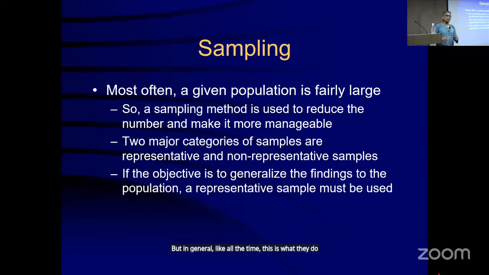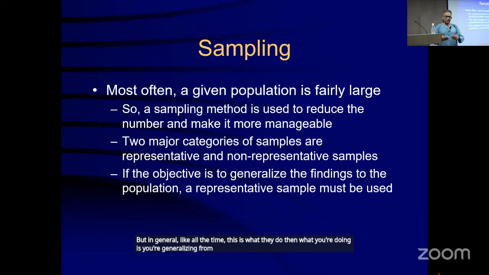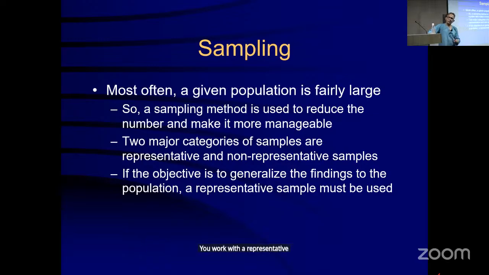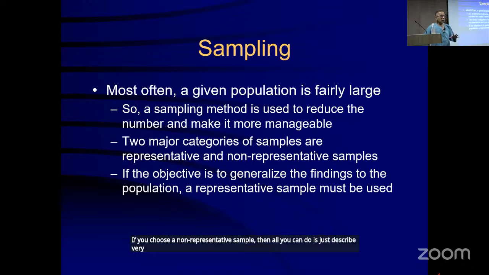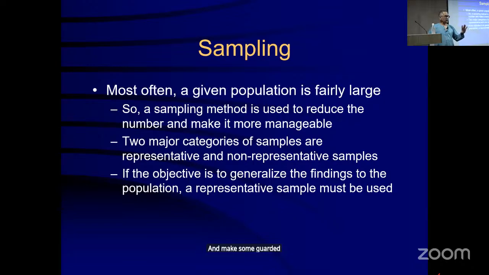Then what you're doing is generalizing from the results of your study back to the whole population. And you're allowed to do that only if you work with a representative sample. If you choose a non-representative sample, then all you can do is just describe very well what you found and make some guarded statements. Yeah, next.